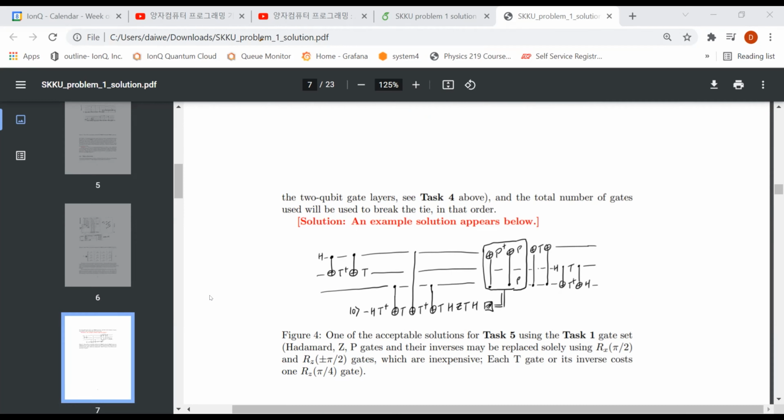Yeah, so T gates can commute through the controls of the CNOT gates. Then we can reduce the number of T gates, right?